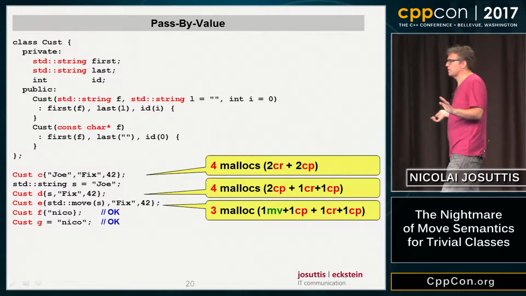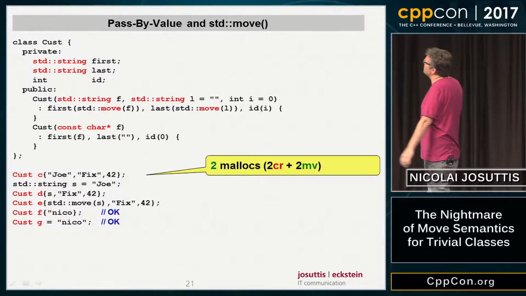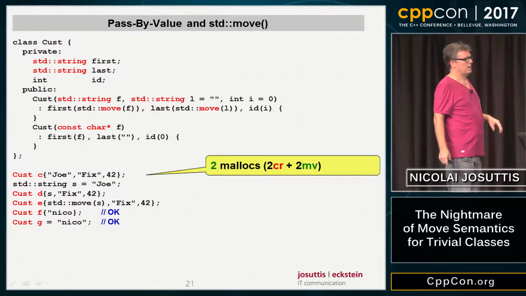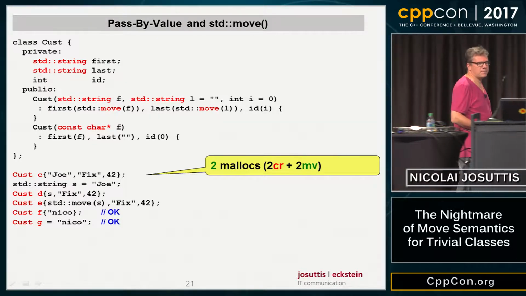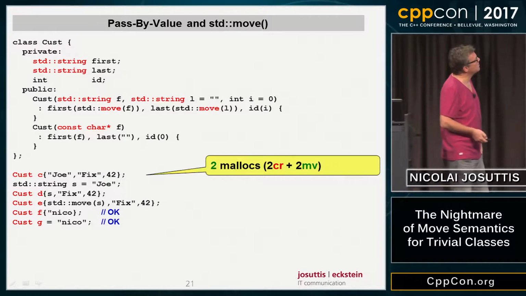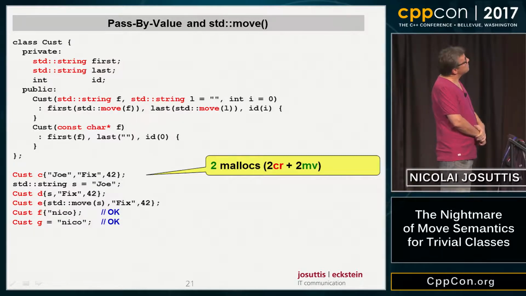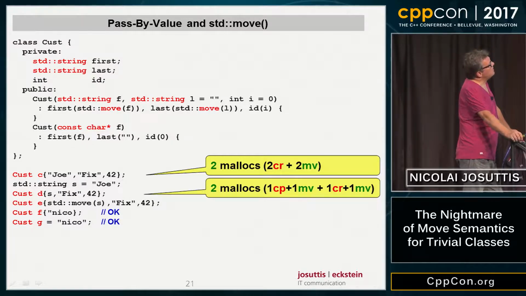So what is a fix? What is a fix? Move. Yes, move the temporaries into the members. Because you create them when you pass them, so move them to the member, because we don't need that anymore. And now what does that mean? 2 mallocs here because we create a new value string here, and then we move this temporary f and l, or this argument I should say, f and l, to the members first and last. 2 mallocs here.